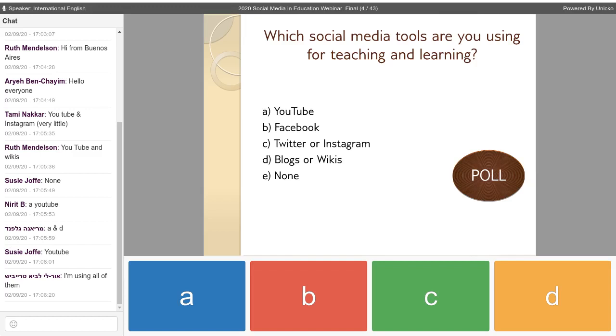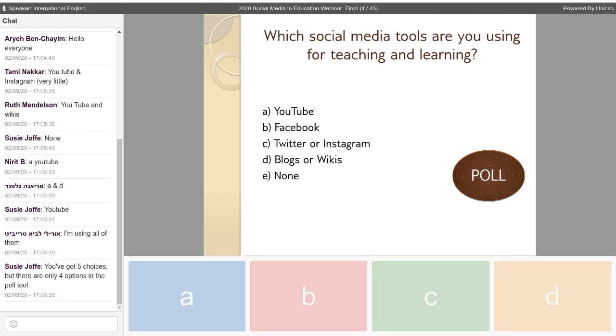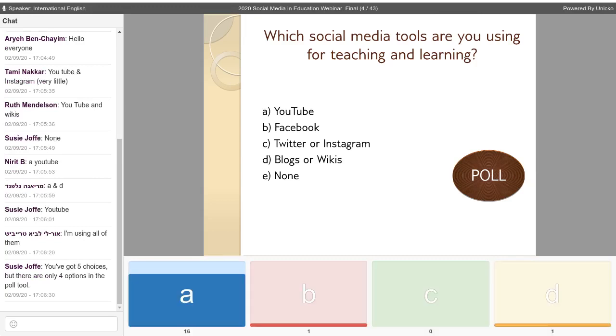Okay, so let's look at the poll results. All right, so 16 out of 20 participants are using YouTube for teaching and learning. 1 participant is using Facebook for teaching and learning. And 1 participant is using blogs or wikis. All right, so the poll results suggest that the most popular social media tool is YouTube, and the second most popular social media tools are Facebook and blogs and wikis.